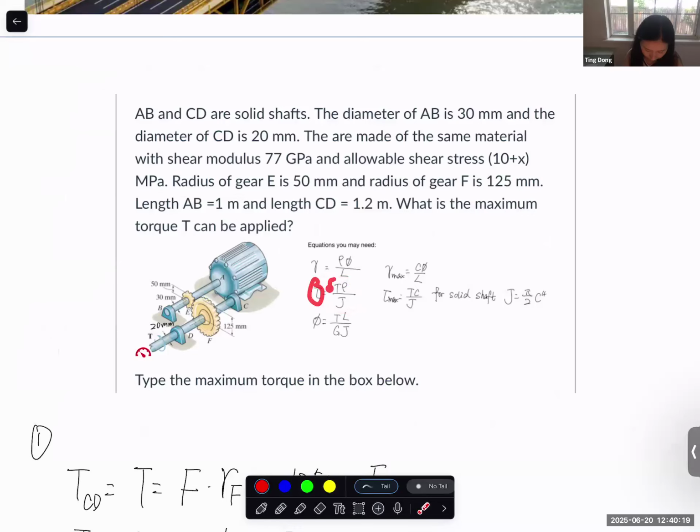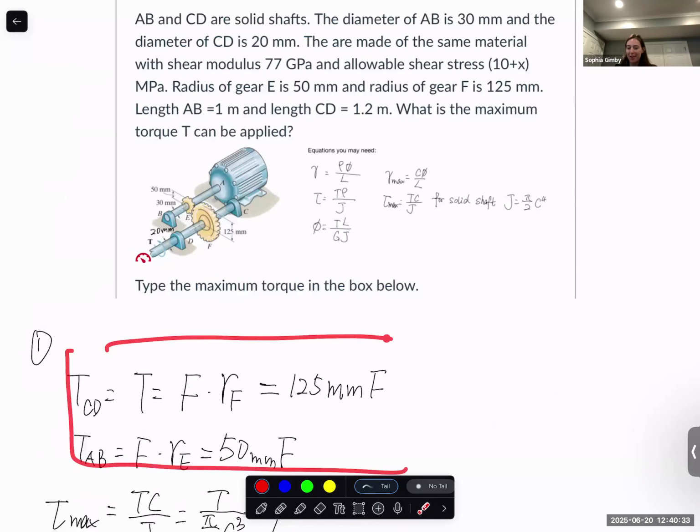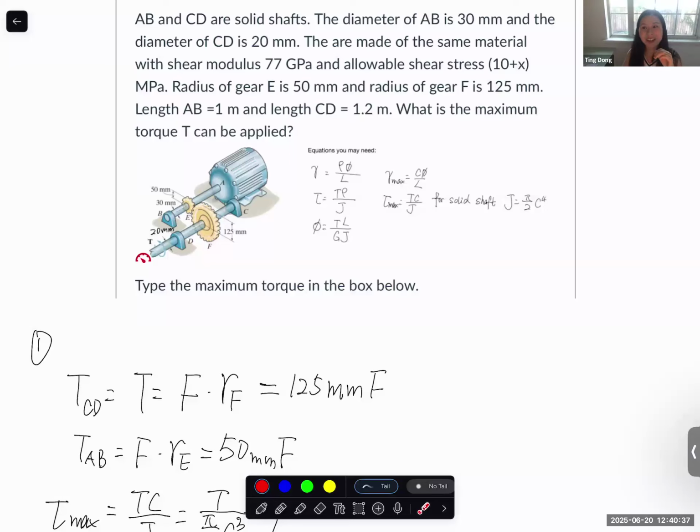So you just want to calculate torque, and then you can use the first one that you drew, where the torques are related to each other. I don't know, I got the right answer. I still didn't understand.